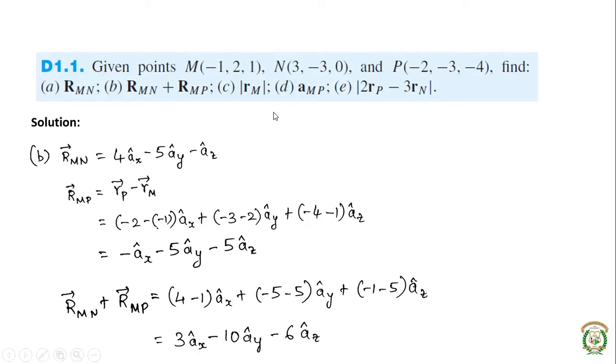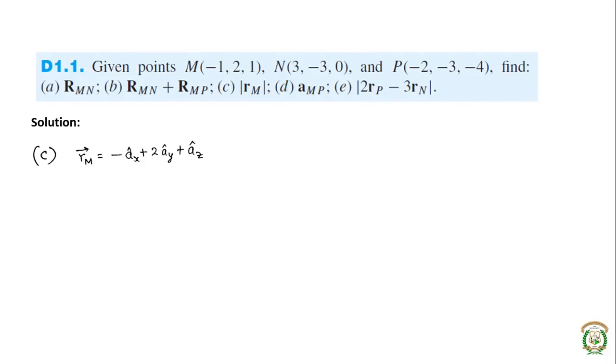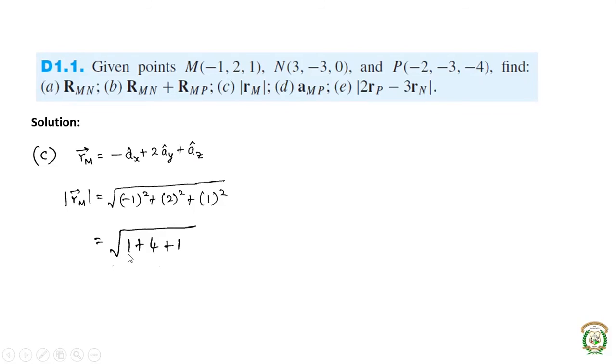Next, in part C, we are supposed to find the magnitude of vector Rm. We have the vector Rm as -Ax plus 2Ay plus Az. The magnitude of Rm is the square root of (-1) square plus 2 square plus 1 square. To simplify this, you get root of 1 plus 4 plus 1, that is root 6, which is equal to 2.45. That means the magnitude of vector Rm is 2.45, which actually means the point M is 2.45 units from the origin.